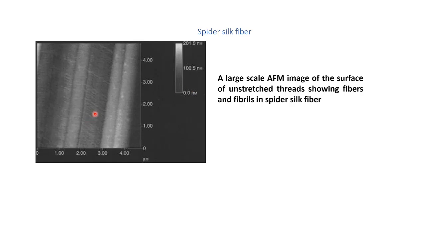Then this is the AFM of a spider silk fiber. As you can see, the morphology of this fiber is very well seen with the help of the AFM, and the height is only 200 nanometers. So this kind of small morphology we can observe in this AFM.